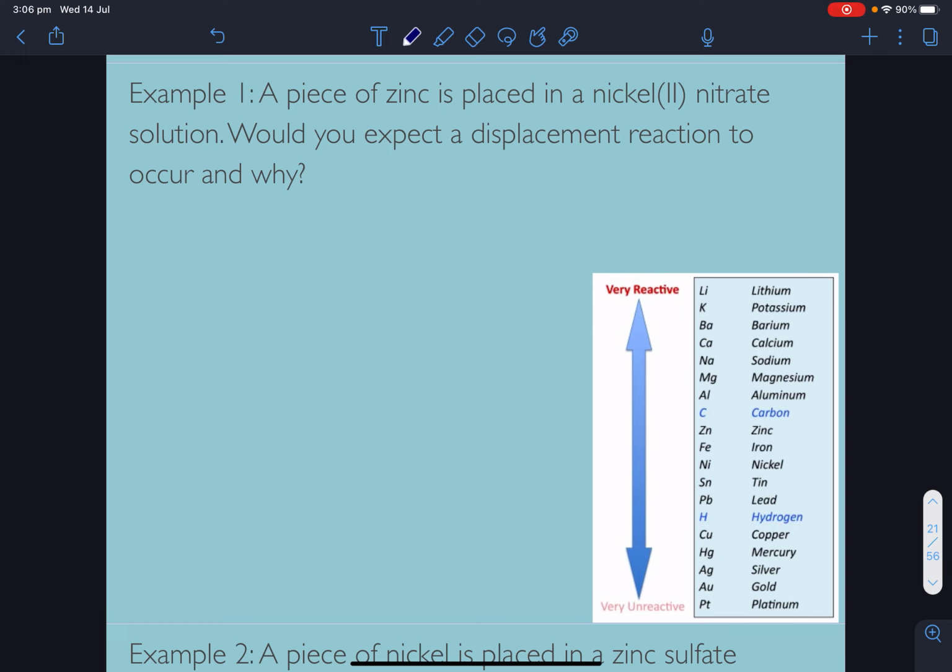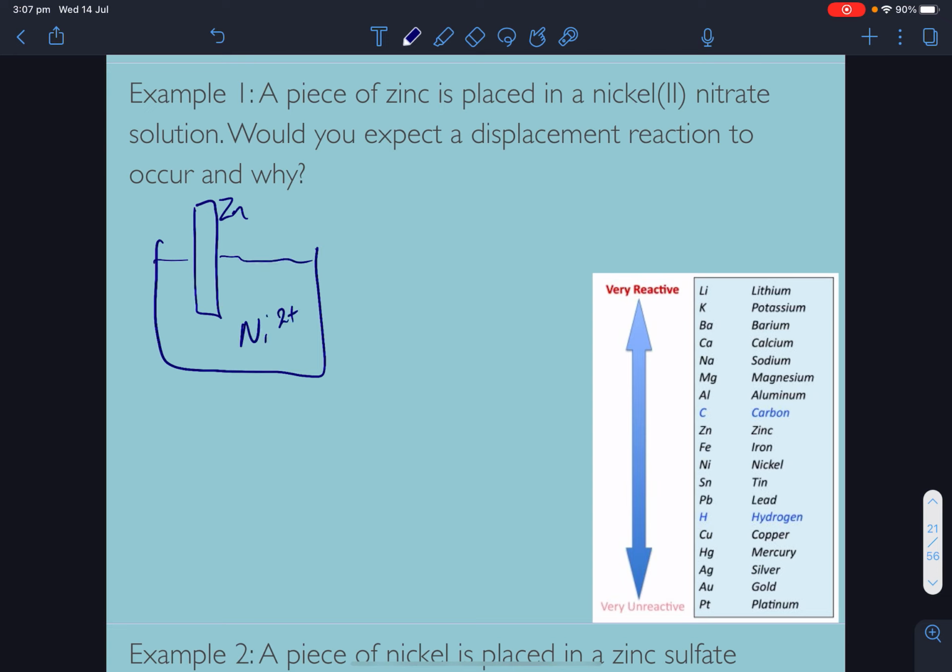A piece of zinc is placed in a nickel 2 nitrate solution. From our activity series here, would you expect a displacement reaction to occur and why? So I always like to draw a little beaker here. It helps me visualize. We've got zinc and we've got nickel 2 in solution. Are we going to get a reaction? So let's find zinc. Zinc is here. And let's find nickel. Nickel is here.